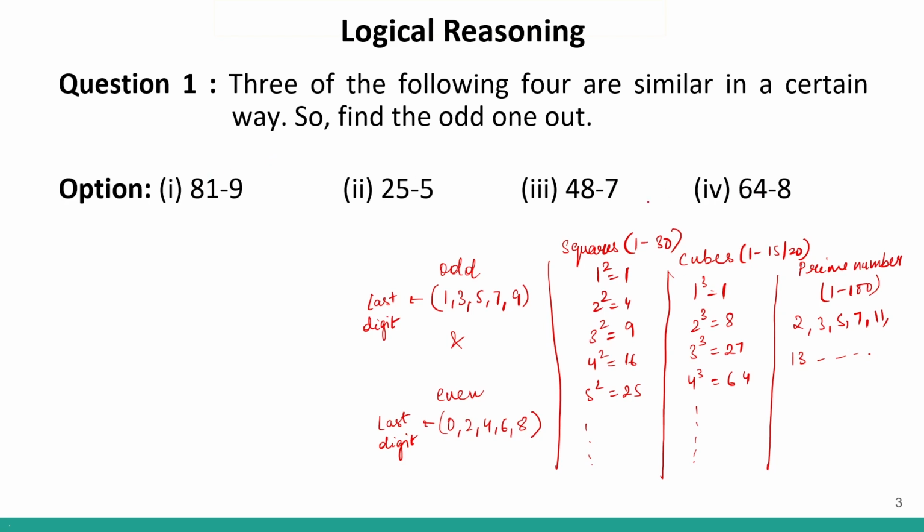If I look at this question, there are 4 options given to us. 3 of them are similar in a certain way, and we have to identify which of the following is not the one that is following the same logic. So the one that is different.